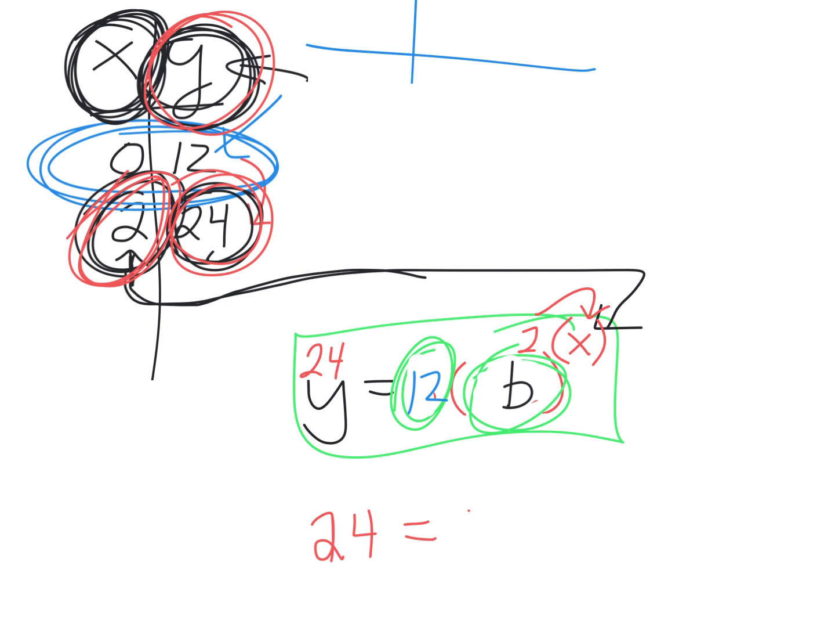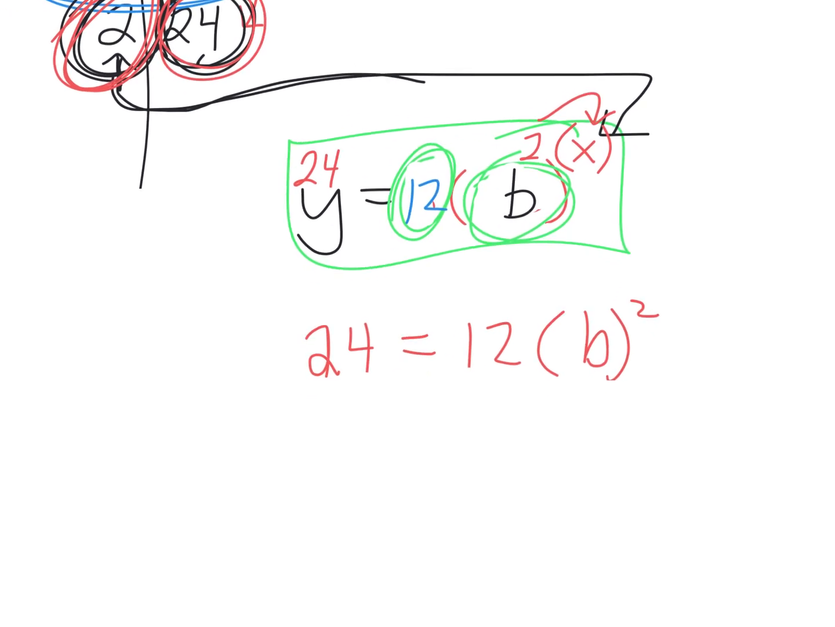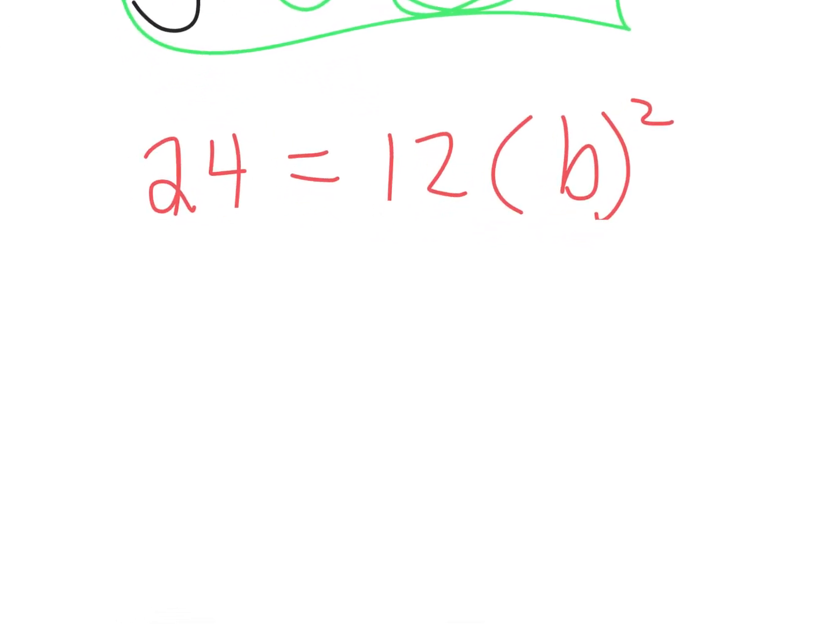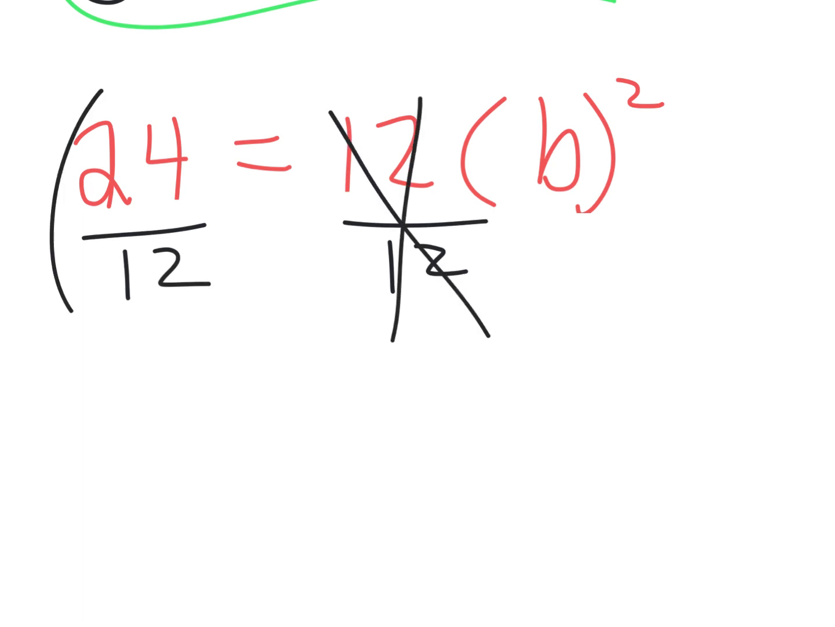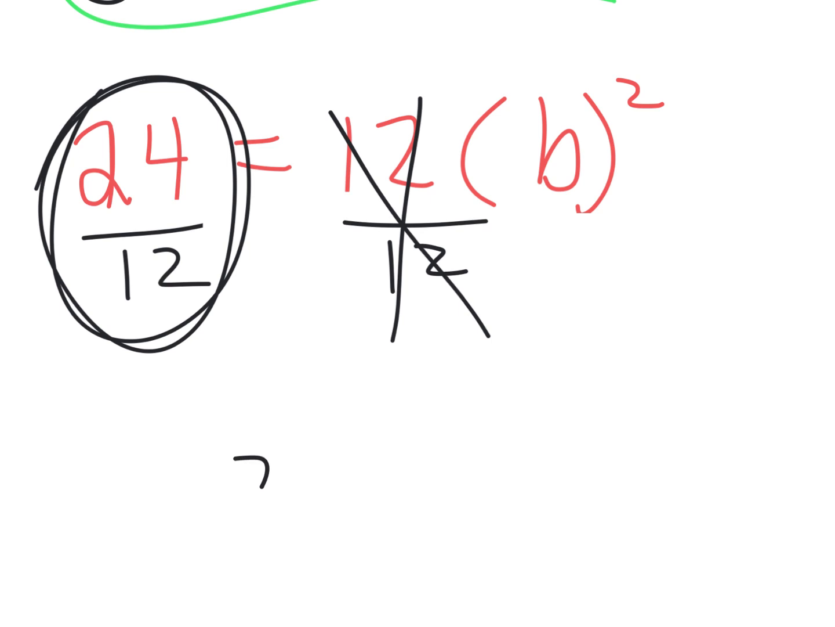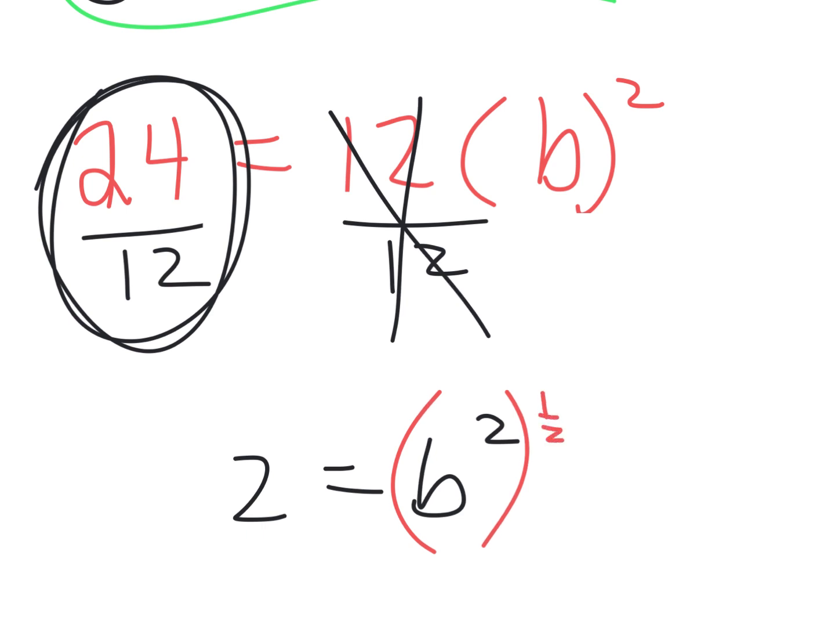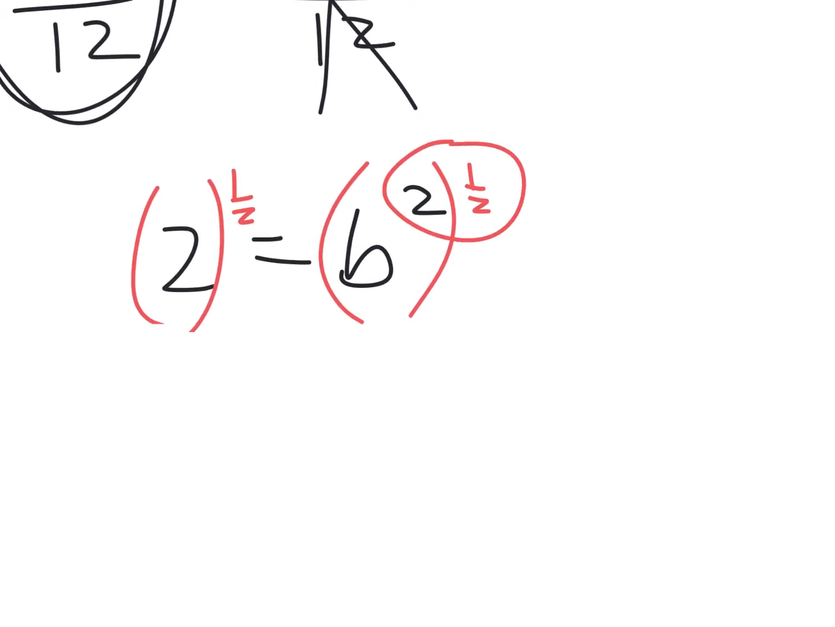Bodie, I've got 24 equals 12, parentheses b squared. Tell me what you think we do to solve this thing. Divided by 12. What's this? Now what? Yes, but I'm going to put 1/2 power. You guys agree that 1/2 power means square root, right? I reminded you of that earlier this hour. So why did I do that? Because that turns into a 1, and b to the 1 is just b.